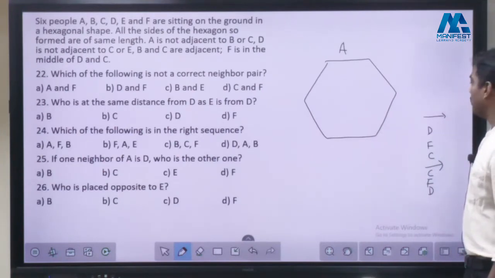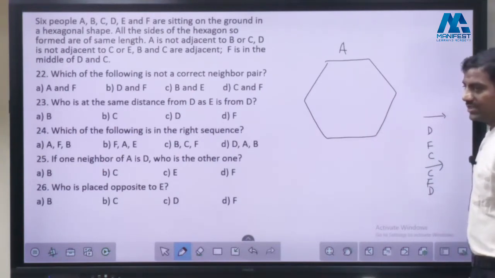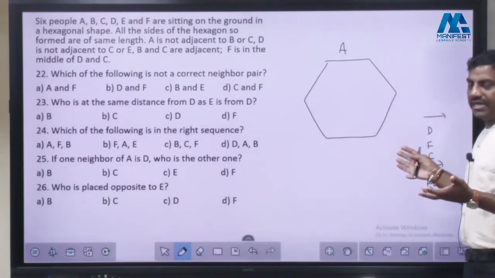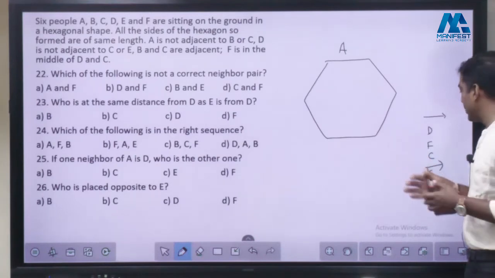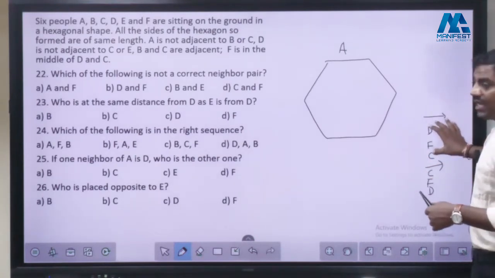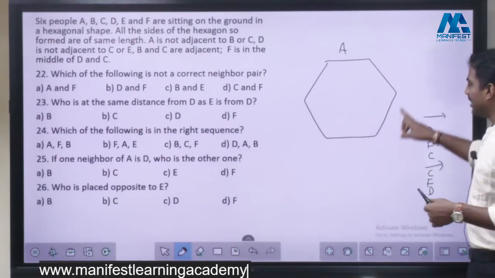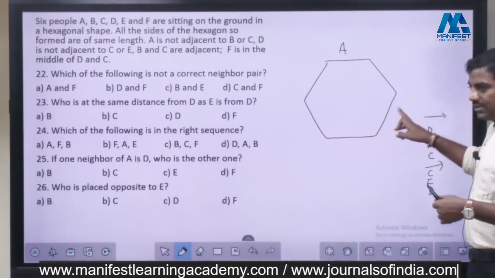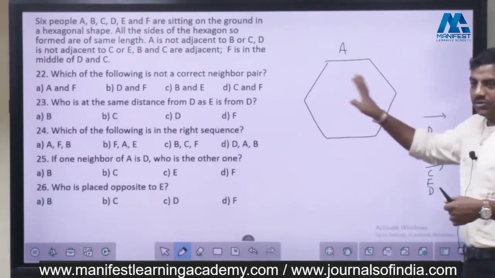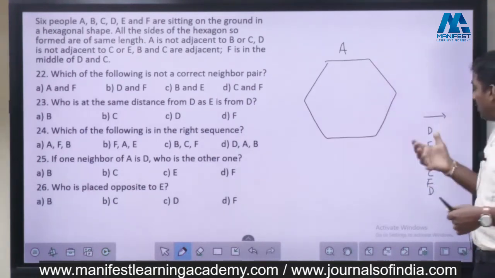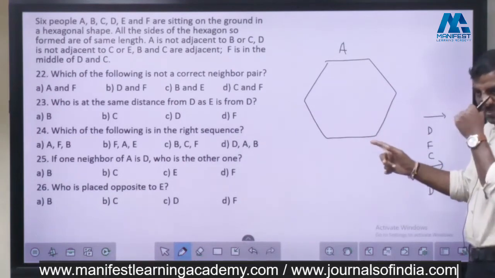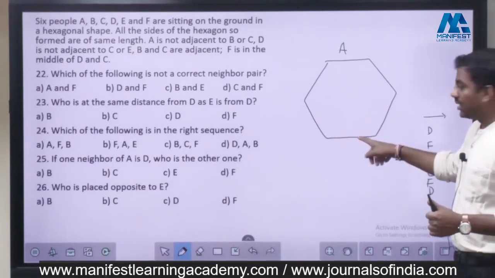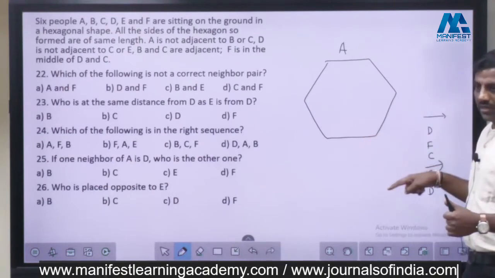A is not adjacent to B or C. We cannot conclude anything here yet. See, D, F, C. If you arrange them like this, B has to take either of the positions. So D, F, C you cannot put here. Then D, F, C can be put here, but D, F, C cannot be put here.